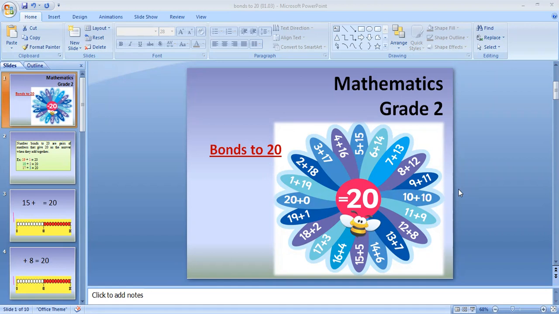Now look at this, I have a nice flower. In each petal, there are some numbers. I have not repeated the same thing. I have some petals and I have written the sum. When we add all these, the answer is 20. Now let's move to our lesson.